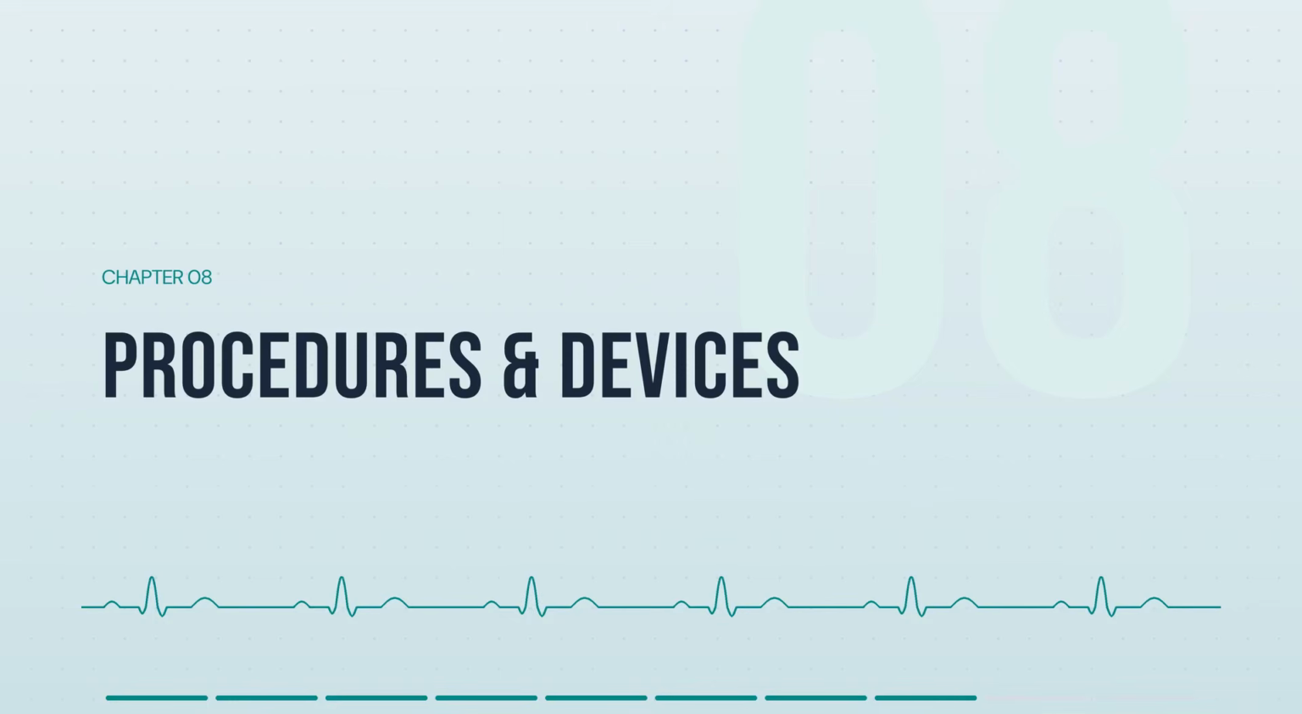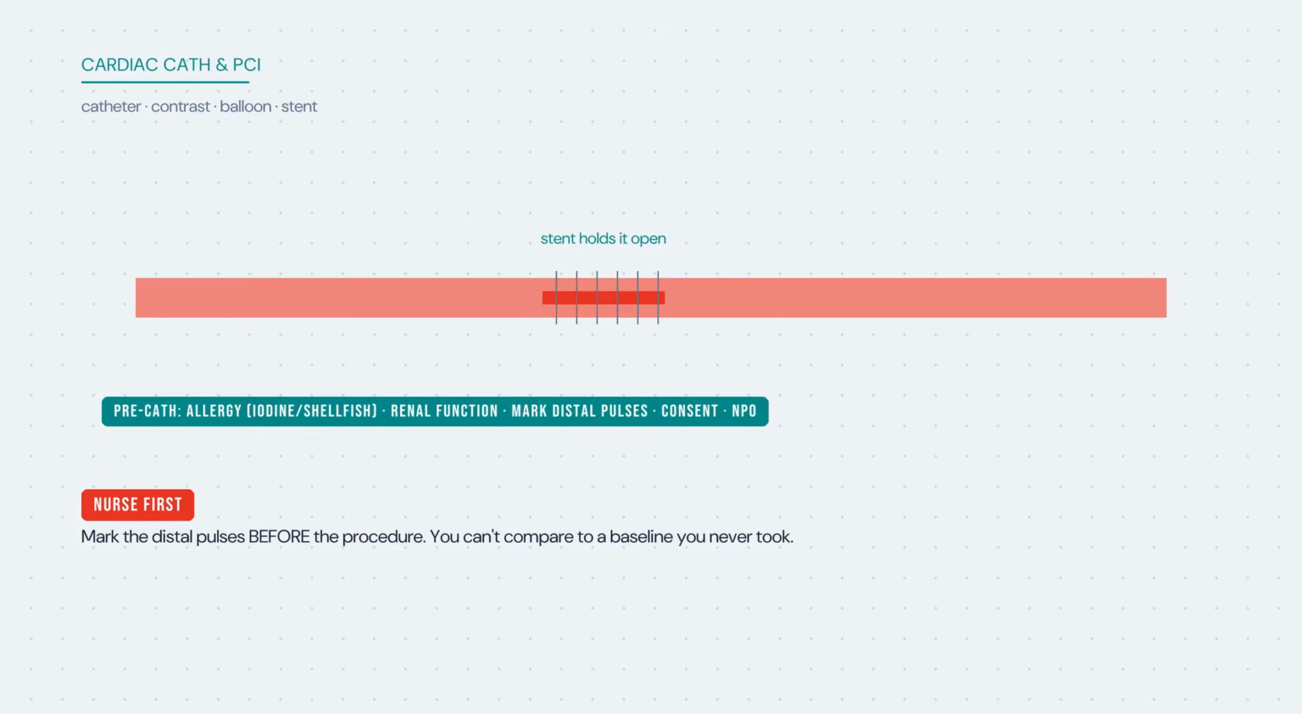Procedures and Devices. Cardiac catheterization. A catheter is threaded from an access site, usually the radial or femoral artery, up to the coronary arteries, and contrast dye is injected so the blockages become visible. If a lesion is found, it is treated in the same procedure. A balloon inflates to compress the plaque, and a stent is placed to hold the vessel open.